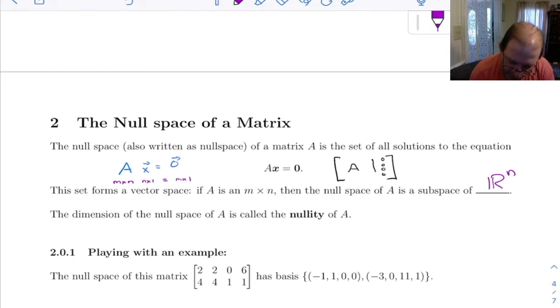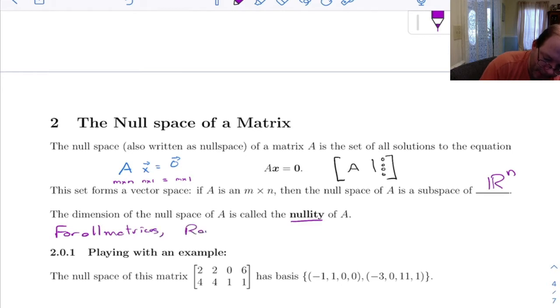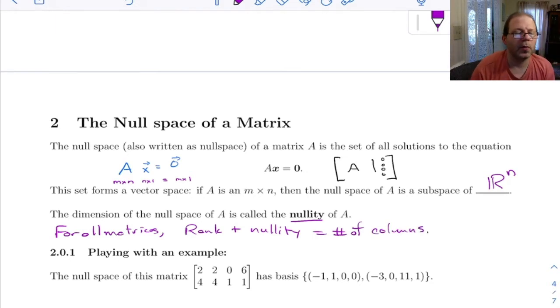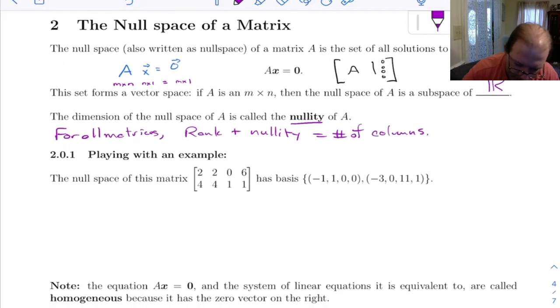And the dimension of the null space is called the nullity of A. And one other thing I should have mentioned here is for all matrices, rank plus nullity is equal to the number of columns. So the big thing we're going to do here is learn how to find a basis of the null space. But before we do that, I want to just play around with a matrix.